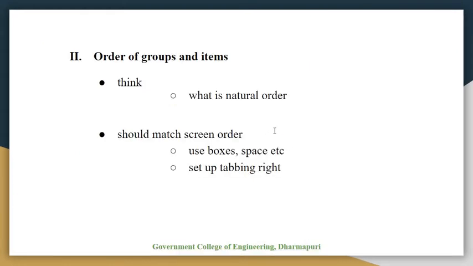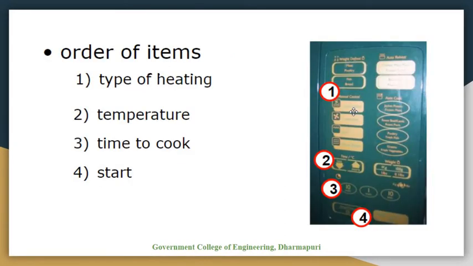Now the second one we will see is order of groups and items. In general we need to think about what is the natural order for the user. This should normally match the order on the screen. For data entry forms or dialog boxes, we should set up the order in which the tab key moves between fields.